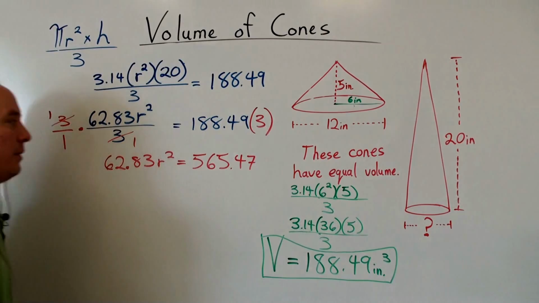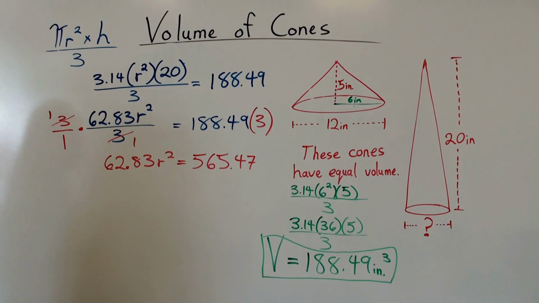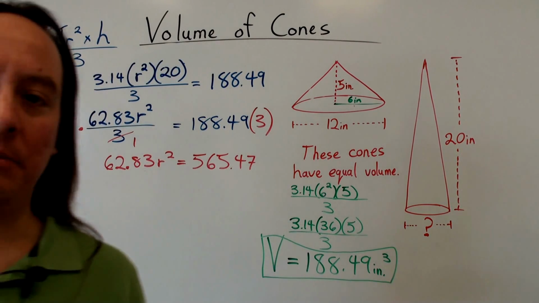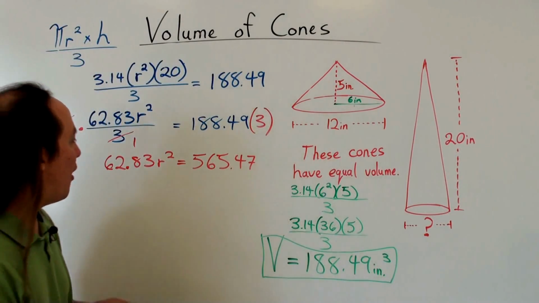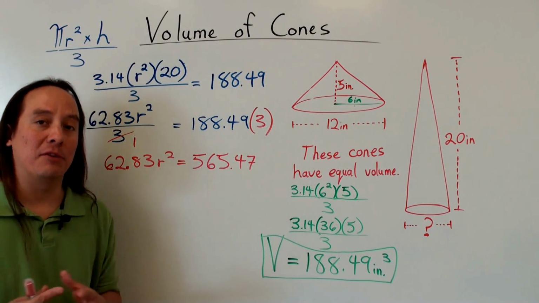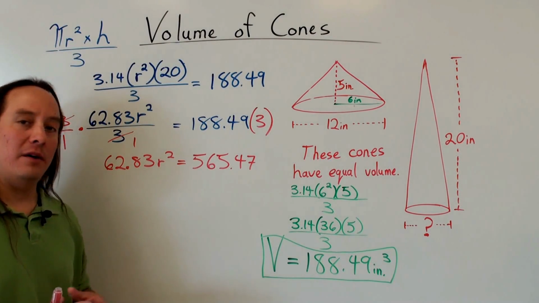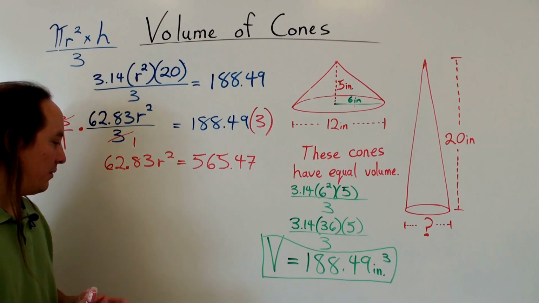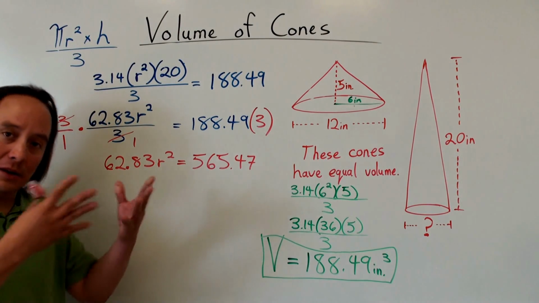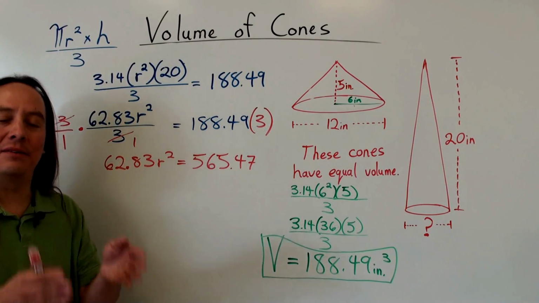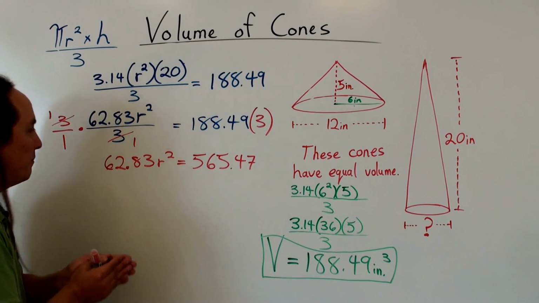565.47. All right, we're almost there. We're getting there, okay? There's just a couple more steps. Now, r squared, well, r is almost alone. R squared is almost alone. Now, I want it alone, right? I'm trying to whittle this thing down so that r is alone on one side of the equal sign.